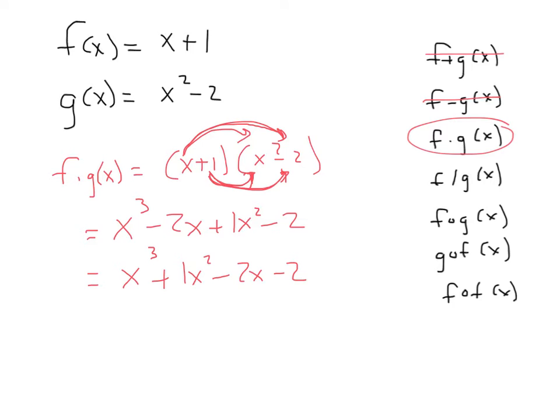Now notice there weren't any like terms to combine, but we do call it simplified when all of the exponents decrease in power. So the fact that we now have it written as x cubed and then x squared and then x raised to the first and then no x's, that's the preferred way to write those.